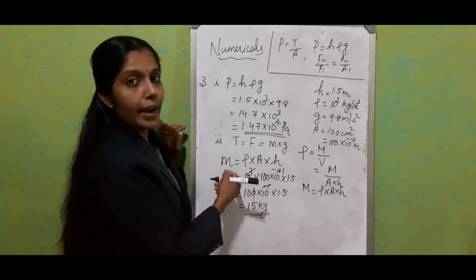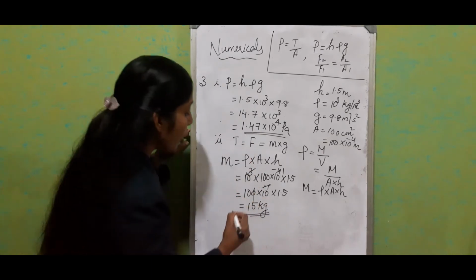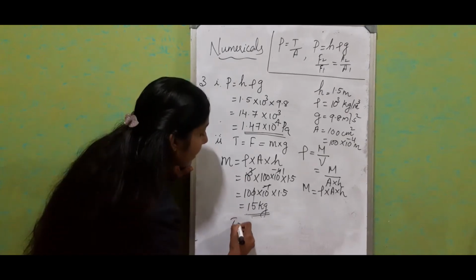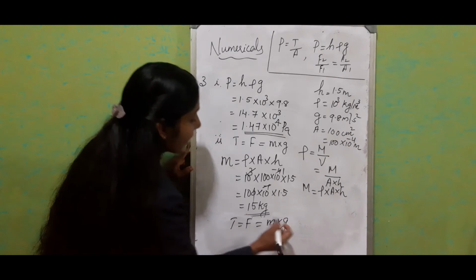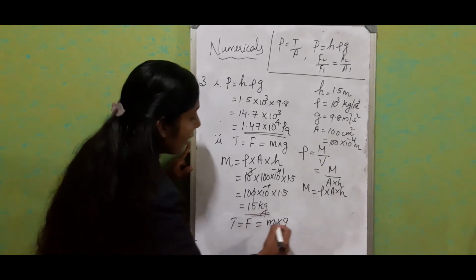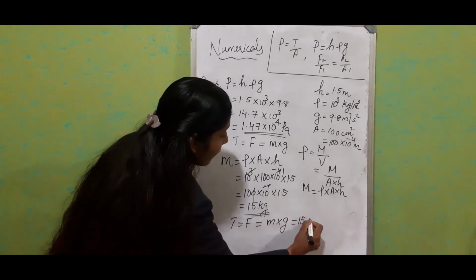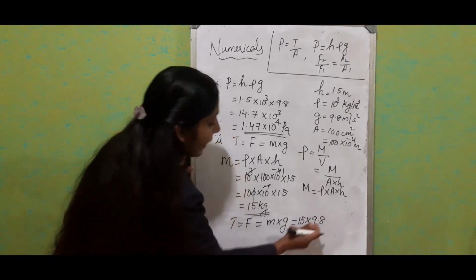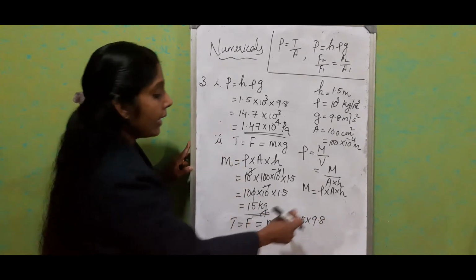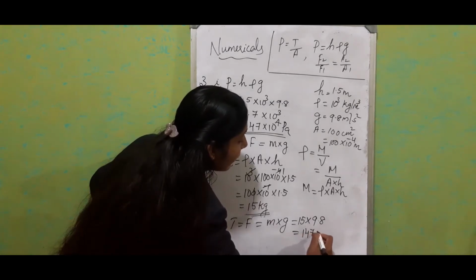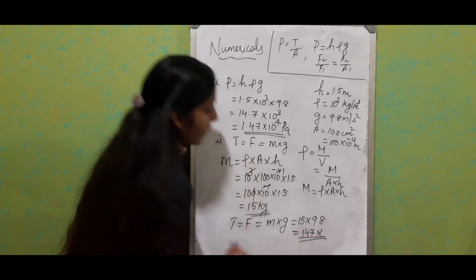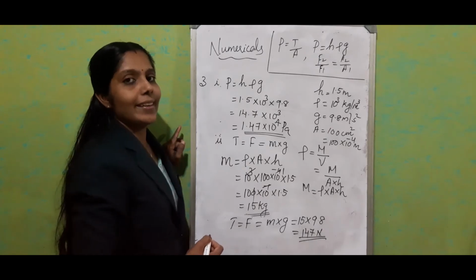Now what we have to find out? We have to find out the force or thrust. Thrust is equal to force, that is equal to mass into acceleration. We found the mass as 15. So 15 into 9.8, acceleration due to gravity is 9.8. When we multiply, we will get the answer as 147 Newton. Let's see the next question.